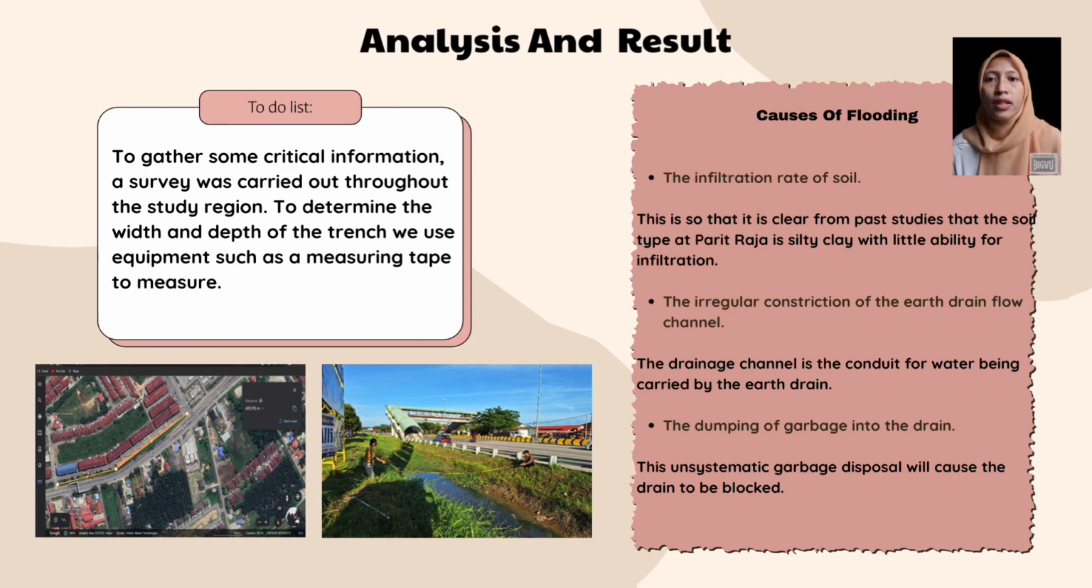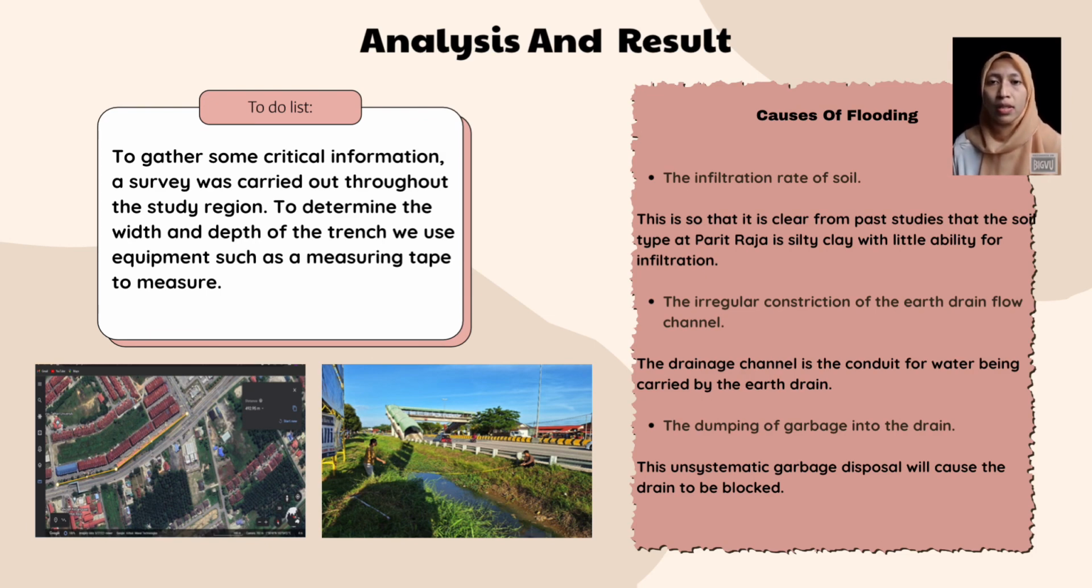The second is irregular concentration of the earth drain flow channel. The drainage channel is the conduit for water being carried by the earth drain. An unlined channel also does not have a consistent slope and cross section, which reduces the discharge of flow draining out to the outlet at downstream. The third cause of flooding in the Taman University area is the dumping of garbage into the drain.